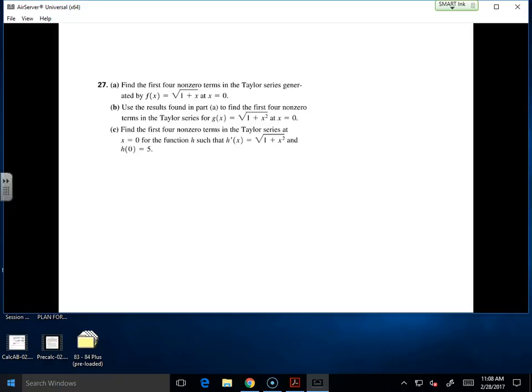Hold on, what'd you guys get for letter A? Let's just work it out real fast. What were you supposed to do for A? You're supposed to find g prime, g double prime, g triple prime, the first four terms. Let's just use your work from last night. 1 plus 1/2 x minus 1/8 x squared, and then plus 1/16 x cubed. I was looking at 26, sorry. Oh, okay, that makes more sense. 1/16 x cubed, yeah.